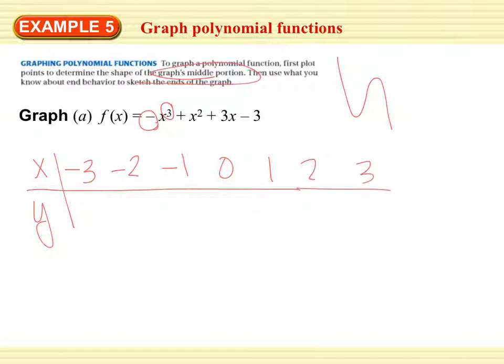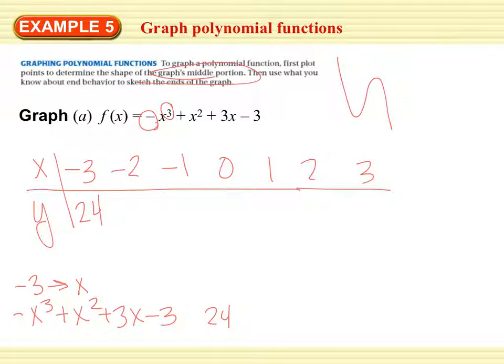So if I go ahead and store and type in the function just as I see it, I've stored -3 for x, so my y is going to be 24. If I store -2 and I do the same problem, I get a 3. -1, 0. Notice 0 is -3. If we put in 0 for x, it knocks them all out.